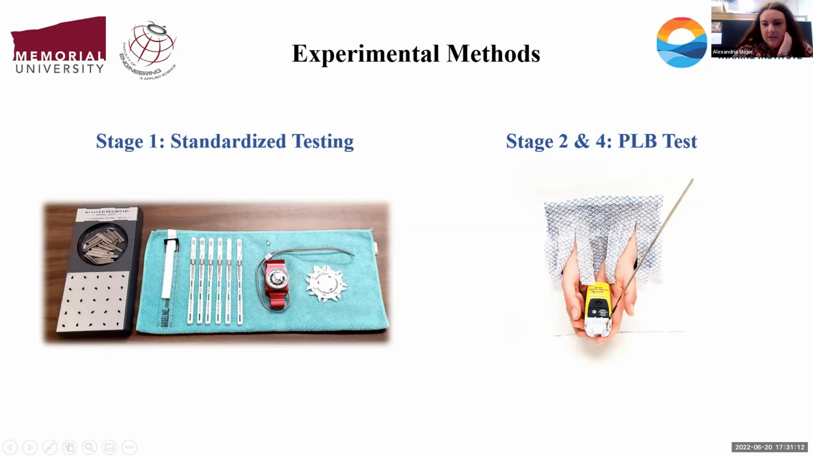For stage two, I had two different commercially available personal locator beacons. I assigned a temperature condition randomly as well as a personal locator beacon randomly. I gave the participants some basic training on how to use them, and then I got them to immerse their hands in either cold water or warm water for 2 minutes.